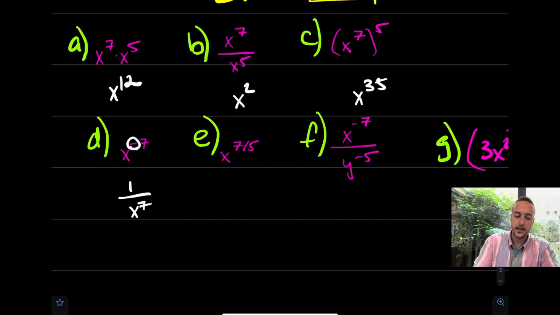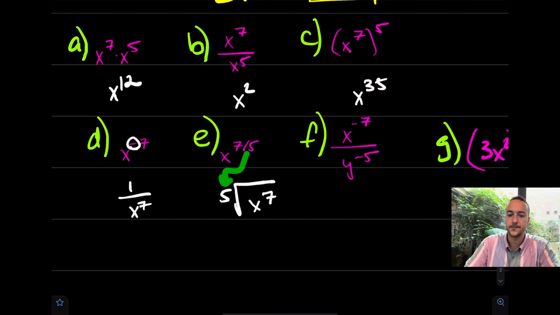Part E is a rational exponent, x to the 7/5. That's going to become the 5th root of x to the 7. The best way to remember that is x to the 7 stays as x to the 7, whereas this guy right here, the divided by 5, that's going to become your denominator. The denominator is the power of the root.